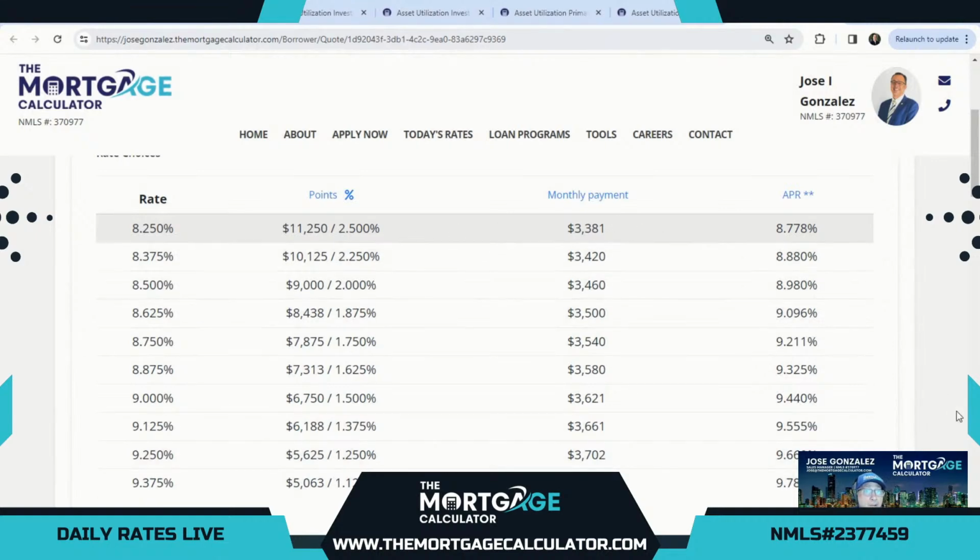8.25% is our lowest rate option, and this is 90% LTV asset utilization. So if they say they have, let's say, $2 million in stocks, and the system says that you can use 70%, you'd take that 2 million, multiplied by 70%, and then divide by whatever number of months they tell you that you can use for that particular option, and that is their monthly income.